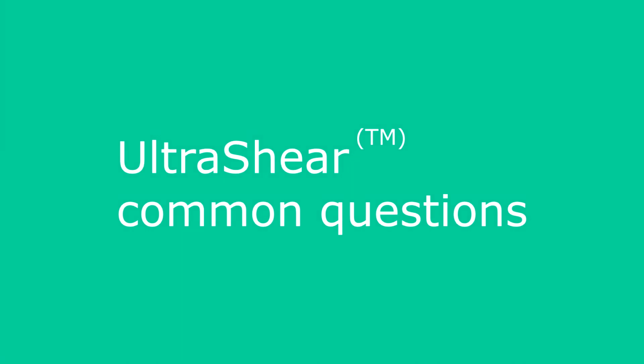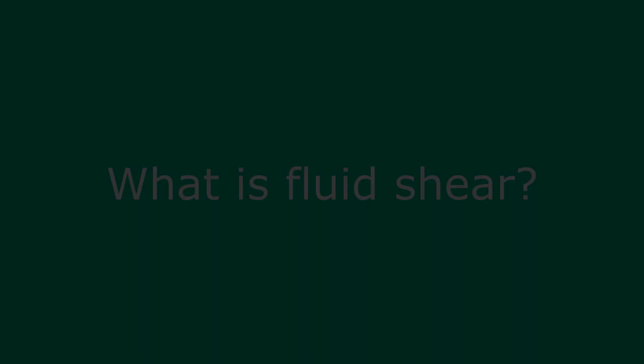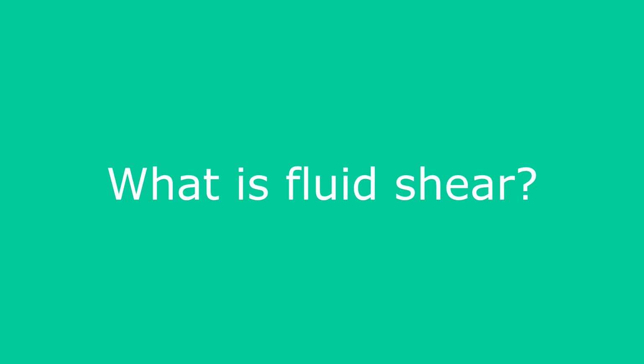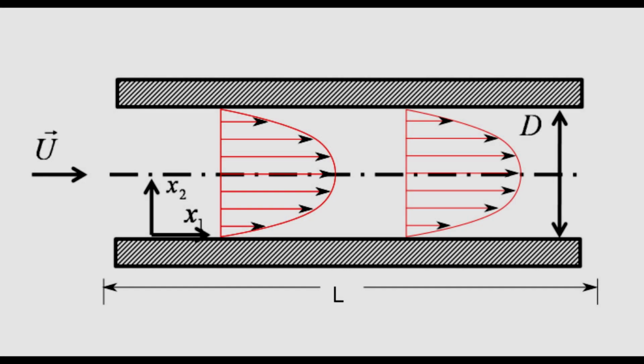In this video, we'll answer the most frequently asked UltraShear related questions. What is fluid shear? Shear is the disruptive force necessary to deform or rupture an object. To get shear, you need to push one side of that object to the right while pushing the other side to the left. In a fluid homogenizer, shear is produced by pushing a fluid through a gap.